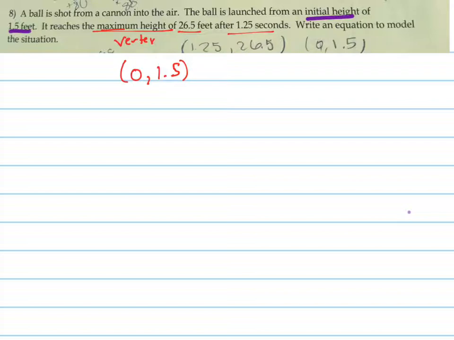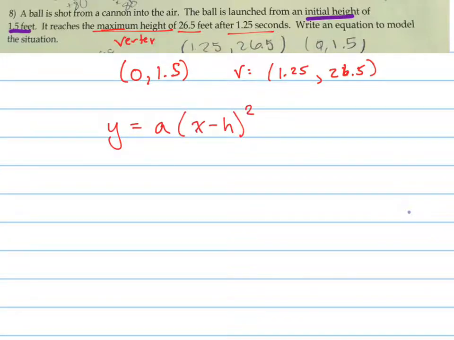So your vertex is going to be 1.25, that's your time, 26.5, that's your height. Okay, and it says write an equation to model this situation. So you know your equations are always y equals a times x minus h squared plus k. And here is my h, and here is my k, because that's my vertex. So plug in those values.